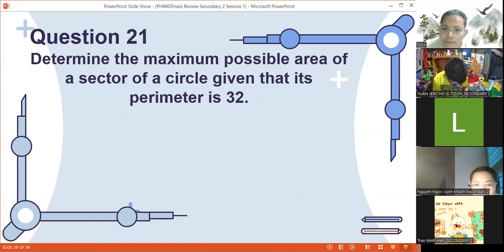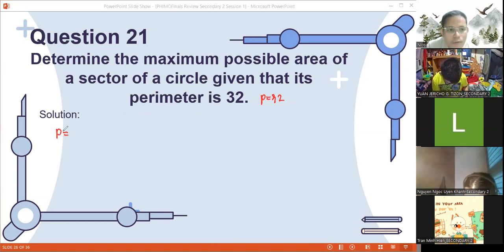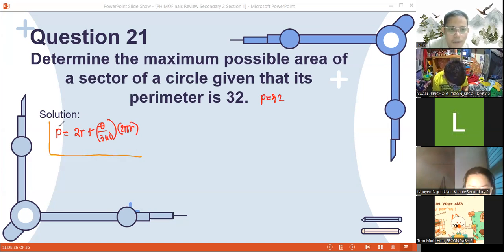Let's have number 21. Determine the maximum possible value area of a sector of a circle given that the perimeter is 32. Oh no, this one is a very long solution. There's no solution here, so I'm going to write it here. Take note that perimeter is equal to, remember this one, 2r plus theta over 360 times 2 pi r. I'm going to box this one because this is the formula that you need to remember.